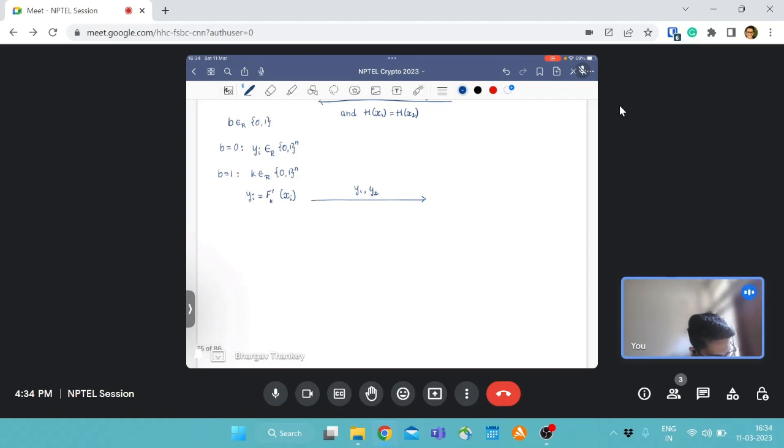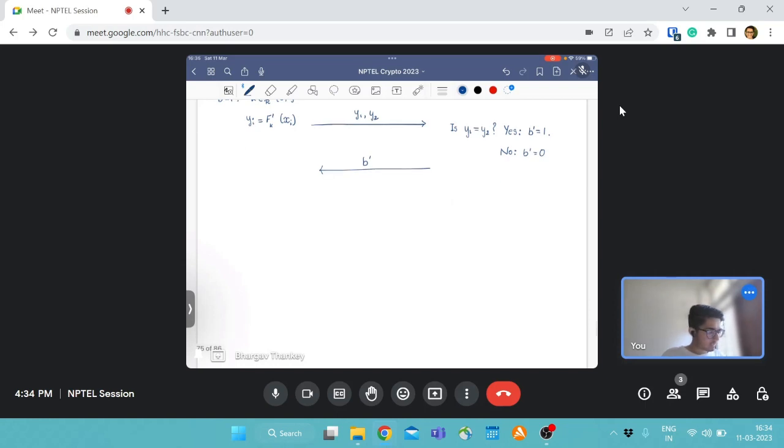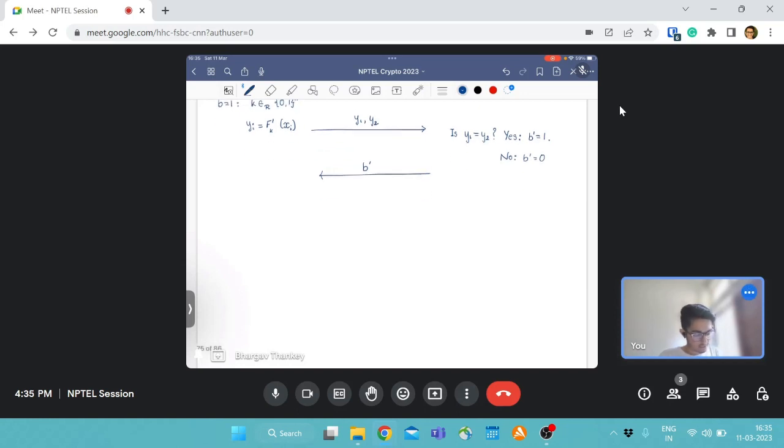Now, what the distinguisher does is the following. It checks whether y1 equals y2. If yes, it sets b prime to 1. If no, it sets b prime to 0, and sends b prime to the verifier. Okay, now let's analyze the probability that the distinguisher succeeds.